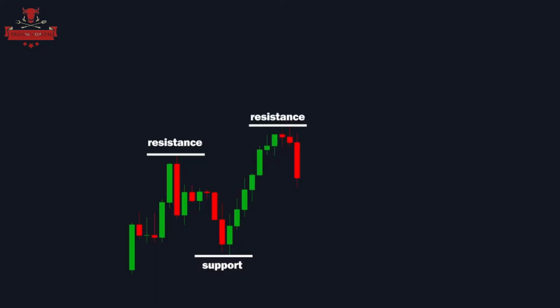Support and resistance is one of the most used concepts in Forex trading. Everyone seems to have their own point of view of how you should define support and resistance. Let's take a look at the basics first.